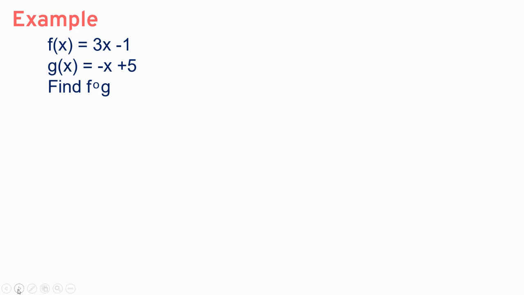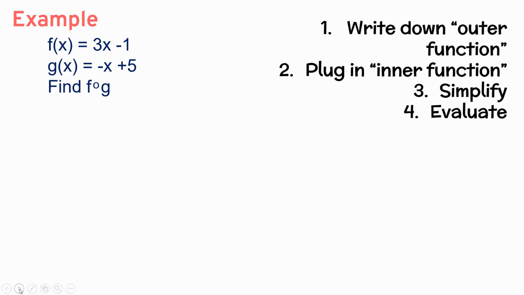So, f of x equals 3x minus 1. g of x equals negative x plus 5. Find f of g. Okay, order matters. What's on the outside, what's on the inside? Outer function is f, inner function is g. So let's write down our outer function, f of x equals 3x minus 1. Now, where we see an x, we are going to place the whole g of x equation. So this becomes 3 times the whole g of x equation of negative x plus 5, and then don't forget your minus 1 on the side because that's part of our f of x.